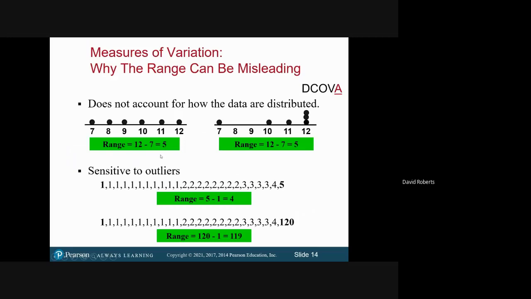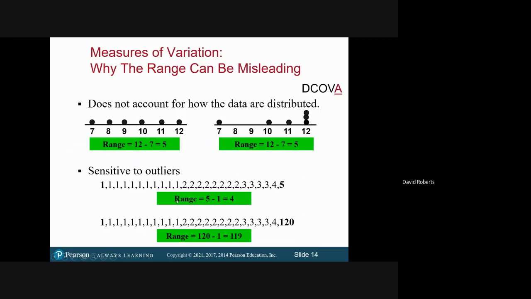So you can see the range of the values on the left is 5. And it's the same as the range of the values on the right. But it doesn't look at how they're distributed. Remember, we're trying to describe the shape. And the range can also be very sensitive to outliers.